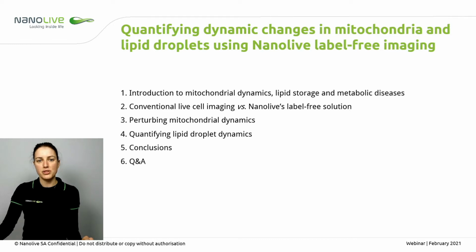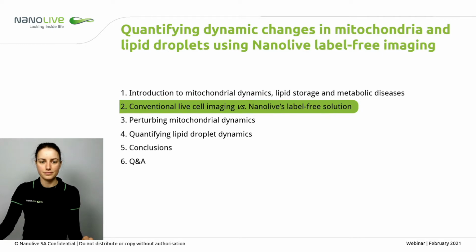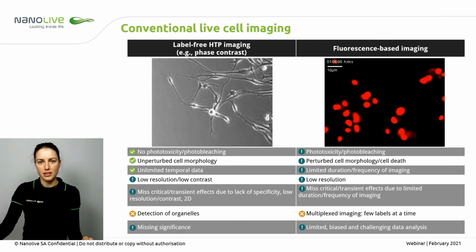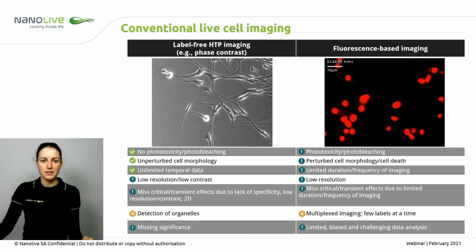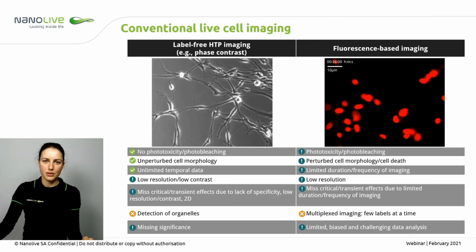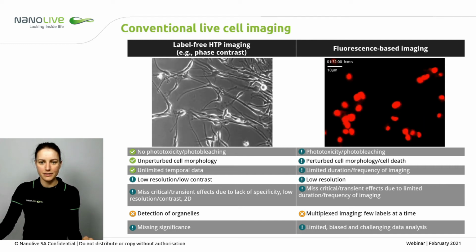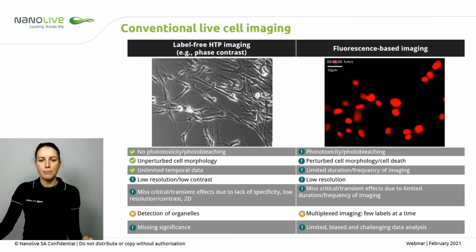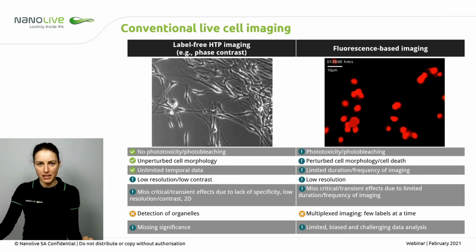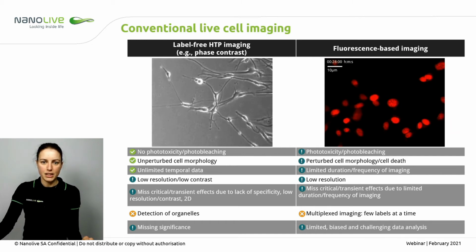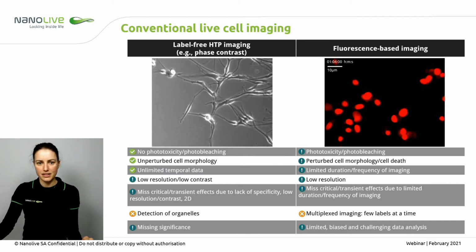So how do we currently image changes in cell metabolism, and what does Nanolive have to offer? Conventional high-throughput live cell imaging approaches can be divided into two parts. That's label-free versus fluorescence-based imaging. Label-free imaging, such as phase contrast microscopy, as you can see on the left of your screen, allows cells to be observed at high frequency for unlimited periods of time, but lacks resolution, contrast, and dimensionality, making it impossible to distinguish details at the cellular organelle level, and easy to miss critical or transient effects.